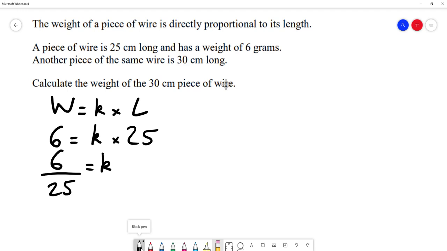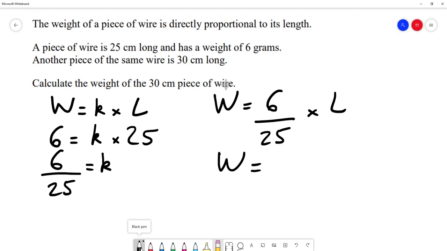Once we've got K, then we rewrite the formula to include K in it. So we get 6 over 25 multiplied by L. This is our formula we're now going to use. Then it says another piece of wire is 30 centimeters long. Calculate the weight of this 30 centimeter wire. So we just plug in 30 for L, so we do 6 over 25 times by 30.